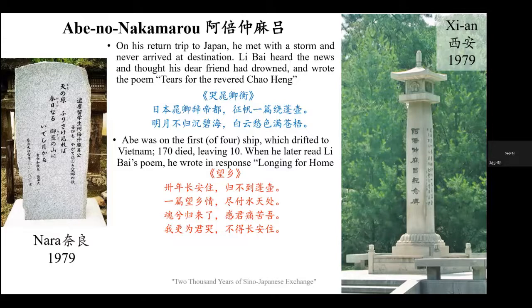When he came back to China and he actually read Li Bai's poem, he wrote in response another poem called Longing for Home. It is in red, and I will loosely translate here. 30 years I lived in Chang'an. I could not return to Penghu. The longing for my hometown is as far as the horizon. My soul has returned. I feel my dear friend's heartache. I weep for you, my friend, that I can no longer be here in Chang'an.